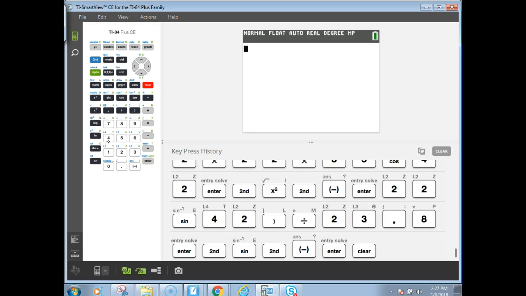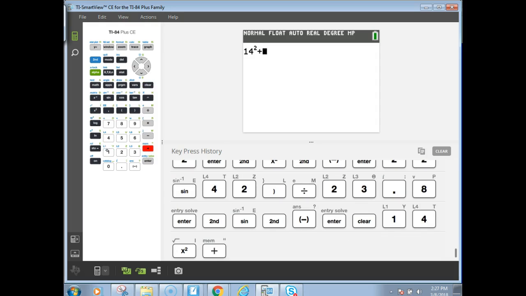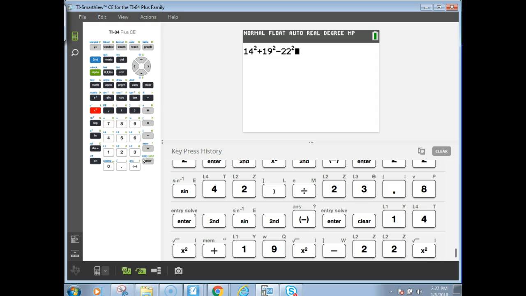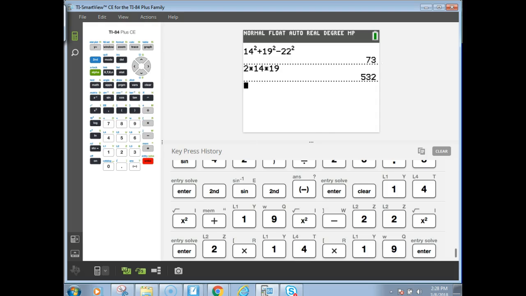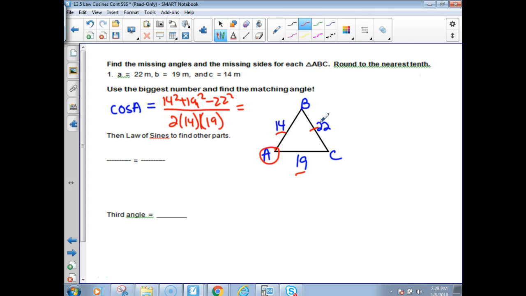Okay, I'm going to clear this out. So we had 14 squared plus 19 squared, and then we were subtracting 22 squared. Then we write down that number. That was 73. Now I'm going to do the bottom: 2 times 14 times 19. And the denominator, so then I'm going to copy this down. I'm going to write 73 over 532. And so now the cosine of A is 73 over 532.